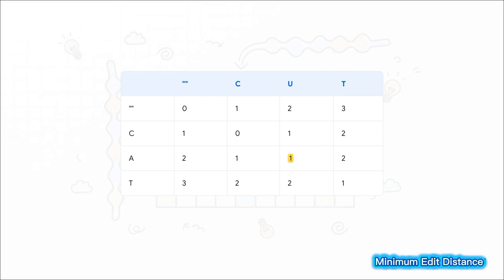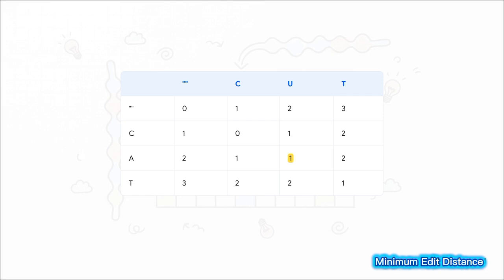Now let's fill in an actual cell. Let's take the one that corresponds to converting CA to CU. We're comparing the characters A and U. Obviously, they don't match. So we apply our rule. We look at the 3 neighbors. The cell above has a value of 1.